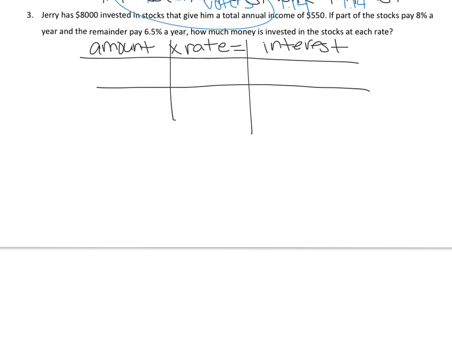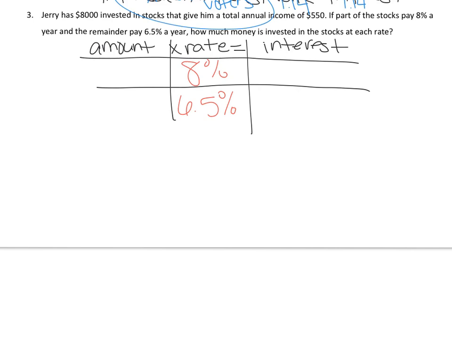Which one? The percents, right? I have two different types of investments here. I have some money that I am investing at 8%, and I have some money that I'm investing at 6.5%. That's what the rate is. The rate will be a percent.